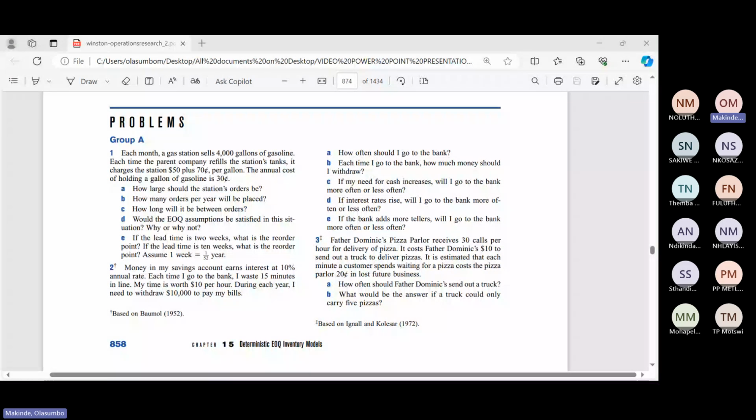I see Mavunda say 2.5. How did you get 2.5? Let me see what you got. Someone is saying, sir, how about if we convert the 15 minutes to an hour and then we multiply whatever number we get from that conversion times 10? Yes, that could also work, correct? That could also work because they said each time I go to the bank, I waste 15 minutes. Thank you very much, you are right.